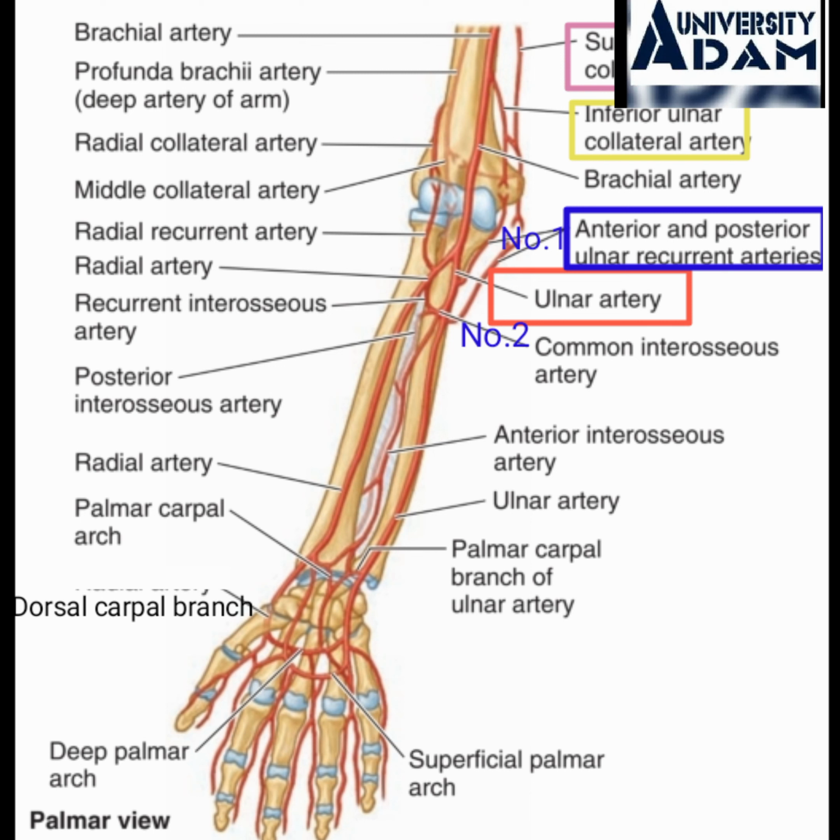Okay, and number 2 is the common interosseous artery. The common interosseous artery is further divided into 2 branches, the anterior and posterior interosseous artery. So this is the anterior interosseous artery and this is the posterior interosseous artery.